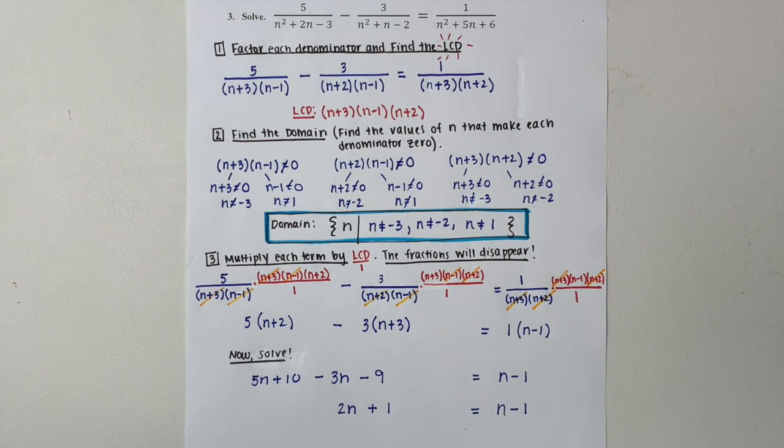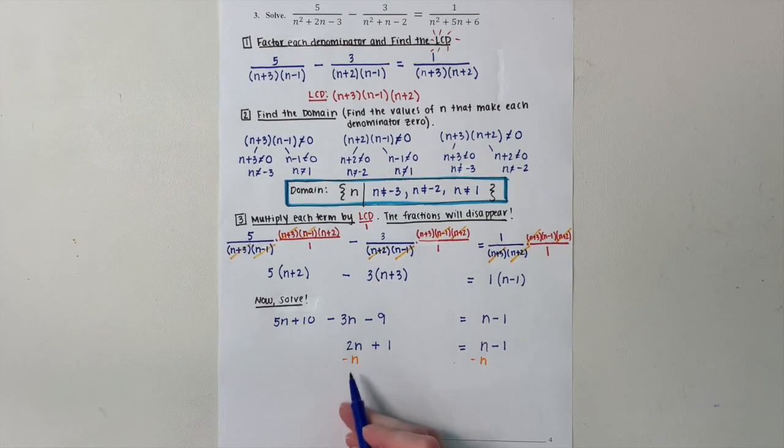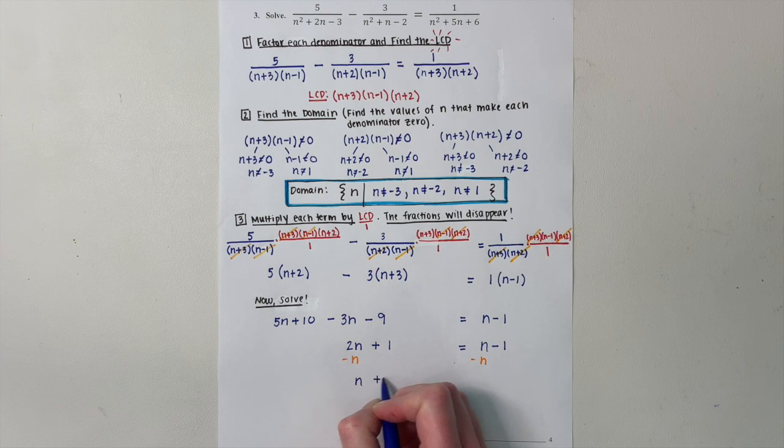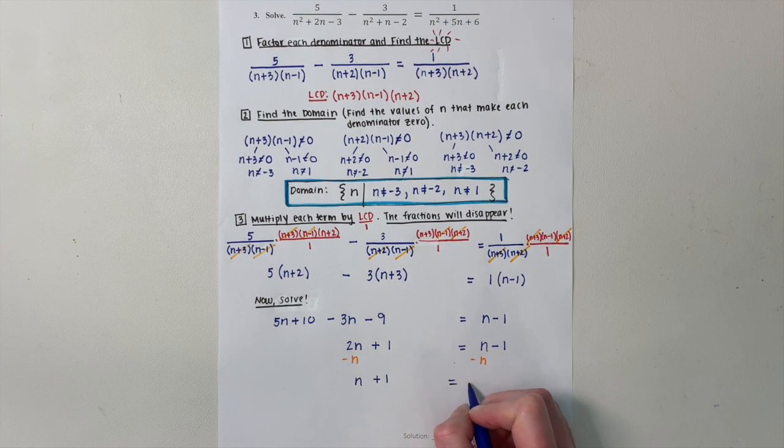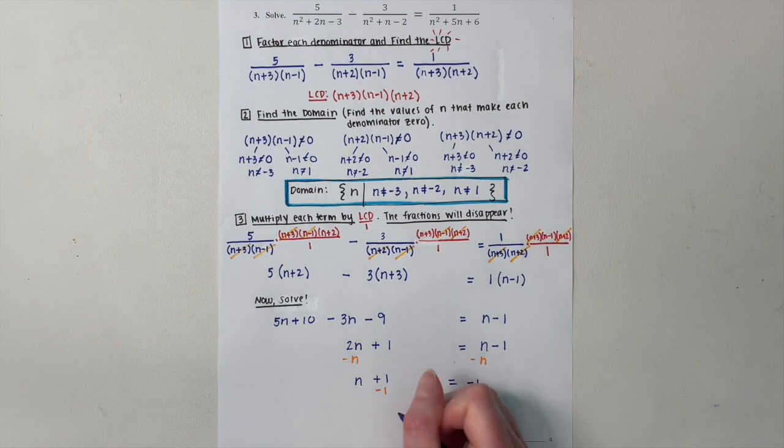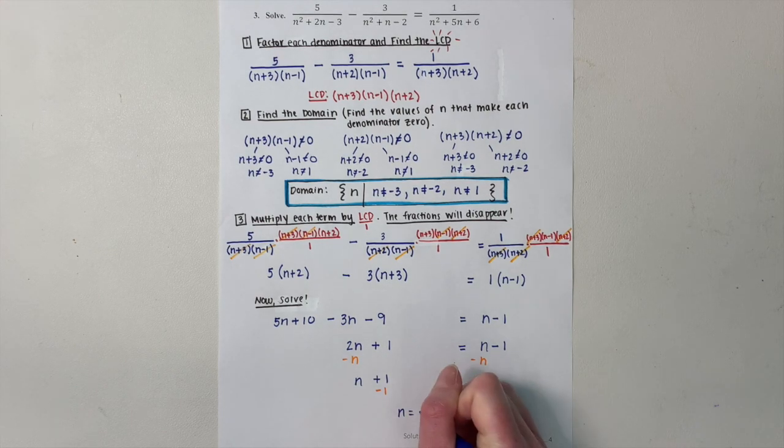So to solve this basic linear equation, we want to get n to appear on only one side of the equal sign. So I'm going to subtract n from both sides. 2n minus 1n will just give us 1n, or n, plus 1. And on the right side, we have minus 1. And now to isolate n, I'm going to subtract 1 from both sides. And that will leave us with n is equal to -2.